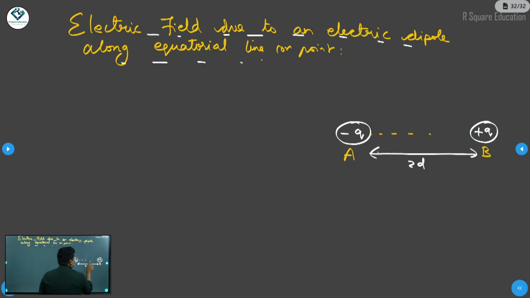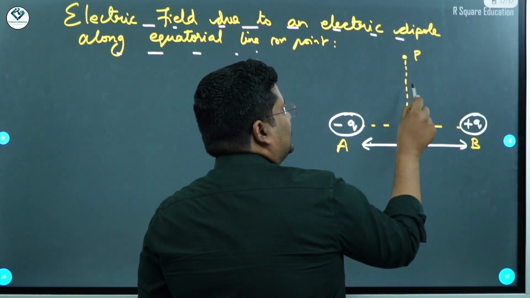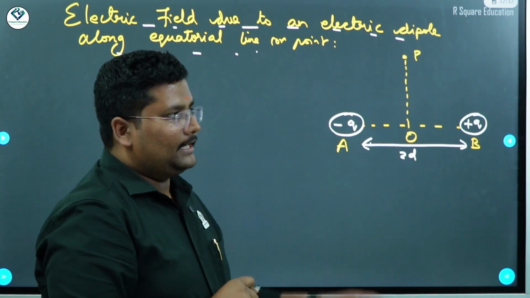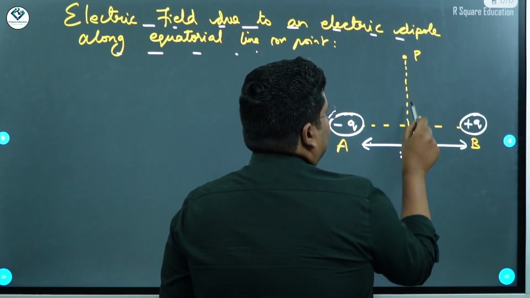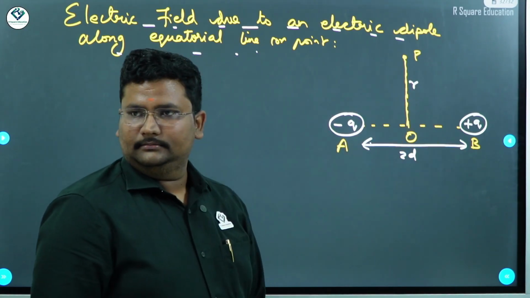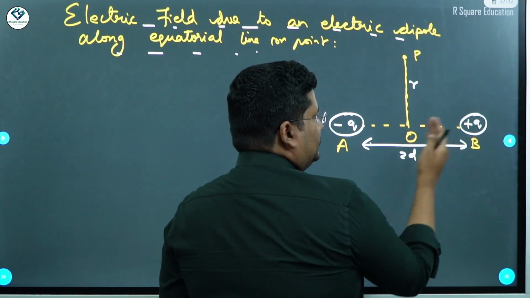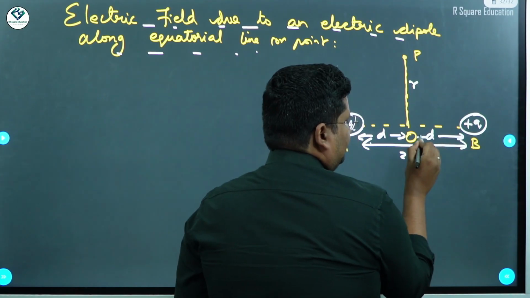So I am going to consider this as O, the center point between minus q and plus q, and now since it is equatorial, I am going to draw a line perpendicular to the axis of this dipole, and place a point here to find the electric field due to this dipole at this position. Is that clear? So now this distance is going to be r. And when you split this into two equal halves, this is going to be d and this is going to be another d.